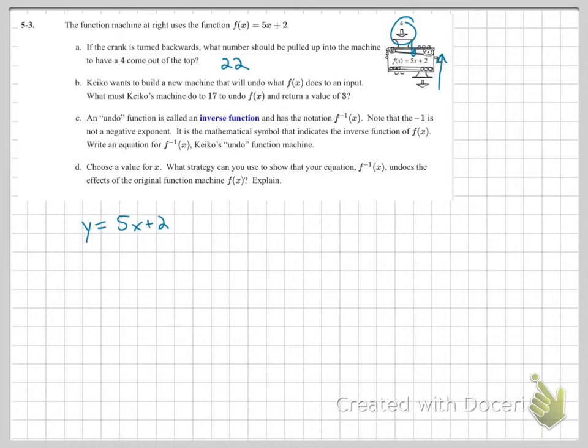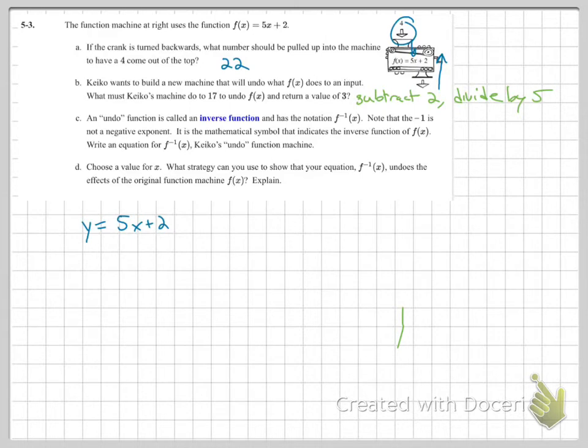So if we're taking the equation and we're undoing it, it needs to subtract 2 and then it needs to divide by 5. Right? Because if I do 17 minus 2, I get 15. Divided by 5 gives me 3 coming out the top.